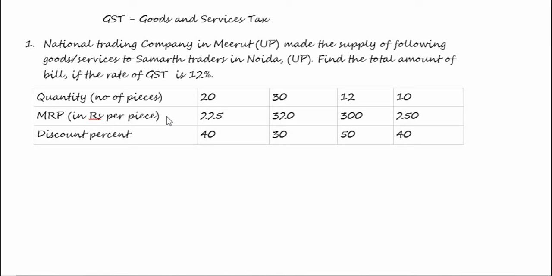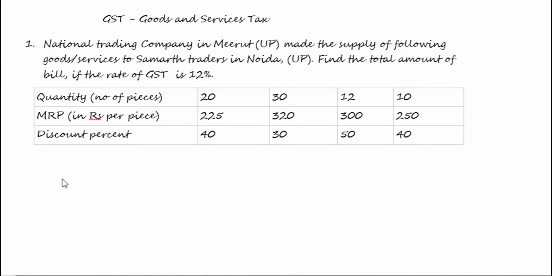Problem number 1. National Trading Company in Meerut, UP made the supply of following goods and services to Samarth traders in Noida, UP. Both are in UP. Find the total amount of the bill if the rate of GST is 12%. There are 4 items. So quantity of each item is given, MRP is given, discount percentage is given. So we have to calculate the total bill amount.